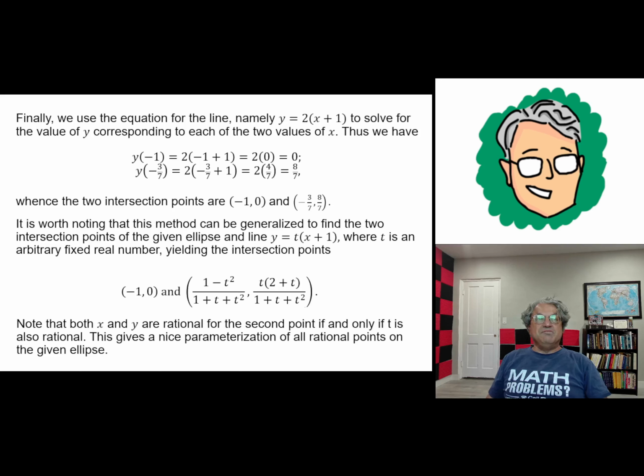And it didn't have to be this particular ellipse. It could have been any conic section, it turns out. You take one fixed rational point on it, and then you give a line of arbitrary rational slope, and then you're always going to get a second intersection point which you can parameterize. Very nice method. Anyway, I just thought I'd point that out.